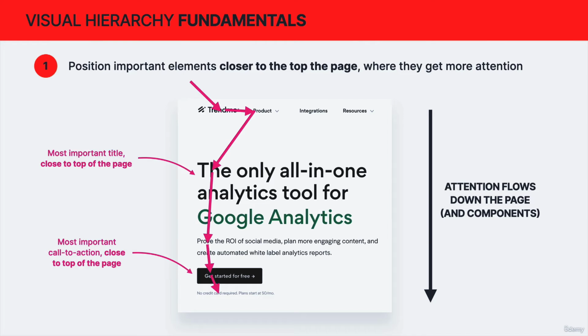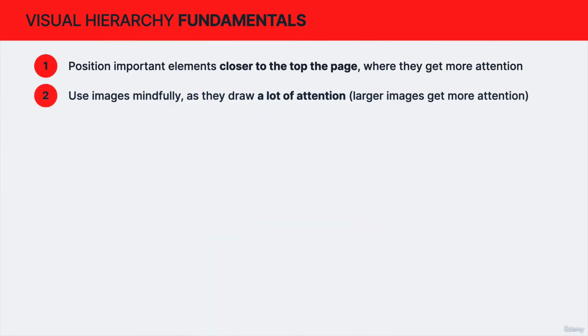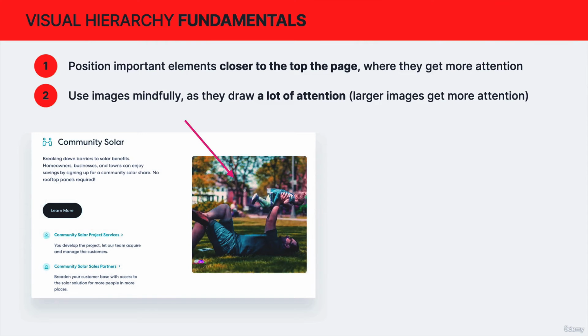Now, next up, it's important to be aware of the fact that images draw a lot of attention. And so therefore, you need to use them mindfully. So in this small component, the attention will probably immediately fall on the image and only then go here to this heading and then to the button. And so if we really wanted our user to read the text, then maybe we should consider not using the image at all or making a smaller image, because smaller images draw a little bit less attention.